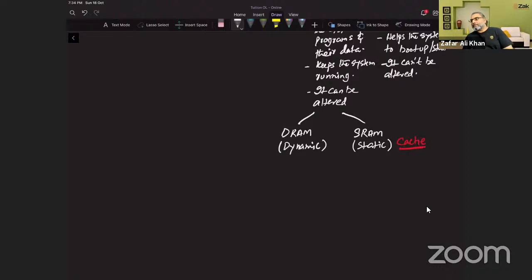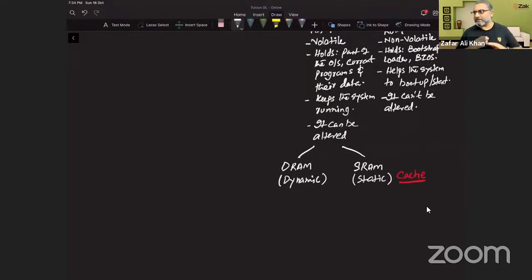What is the bootstrap loader? The bootstrap loader is the program that helps the computer to boot up. BIOS is the program which also helps the computer to boot up. That's it. You don't have to worry about it anymore.